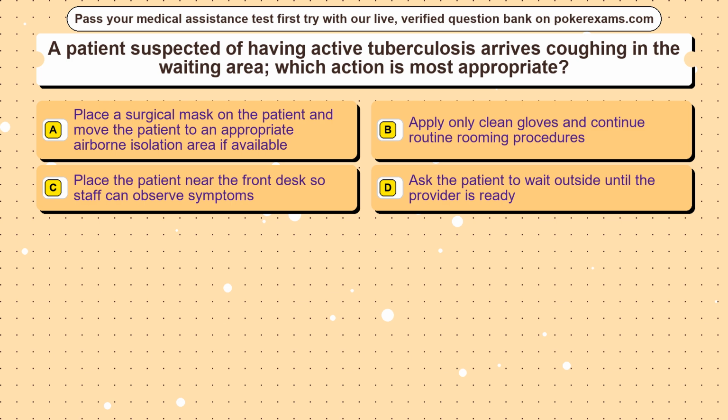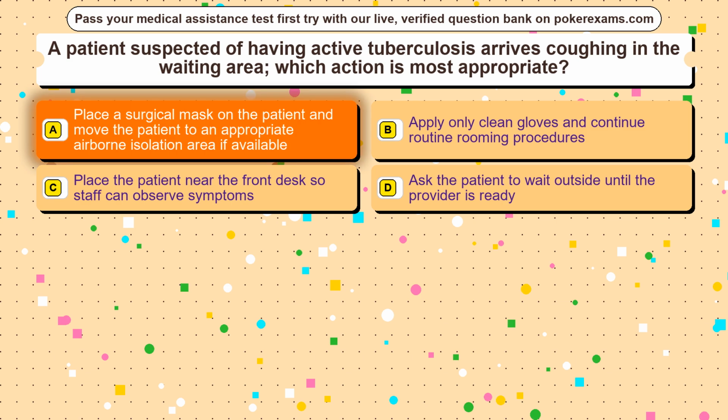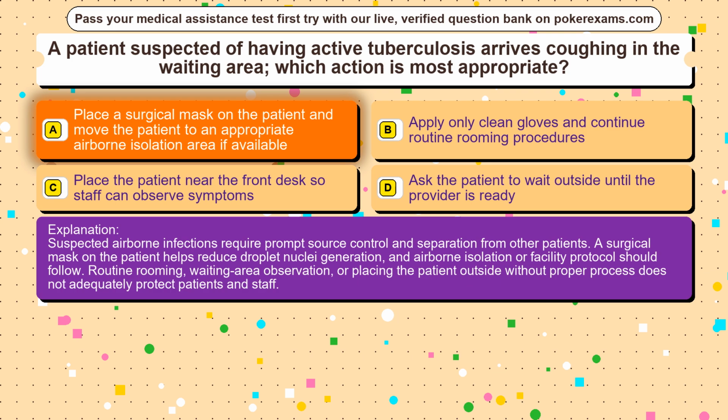The correct answer is option A. Place a surgical mask on the patient and move the patient to an appropriate airborne isolation area if available. Suspected airborne infections require prompt source control and separation from other patients. A surgical mask on the patient helps reduce droplet nuclei generation, and airborne isolation or facility protocol should follow. Routine rooming, waiting area observation, or placing the patient outside without proper process does not adequately protect patients and staff.